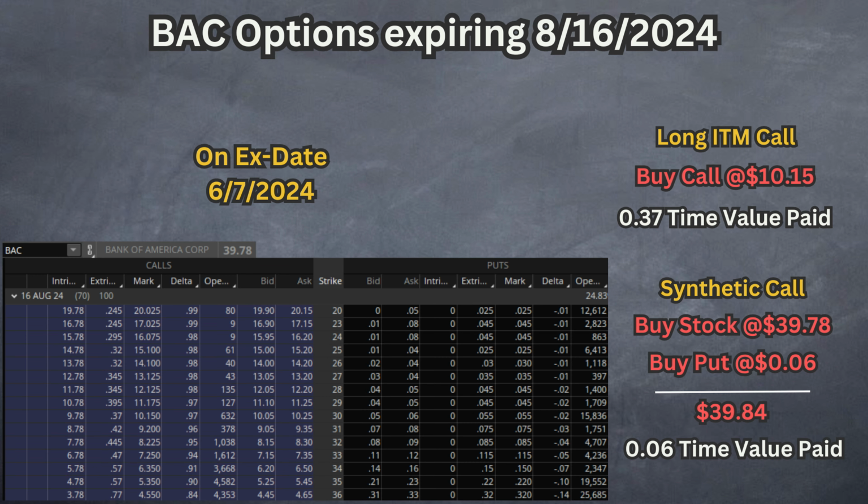This is Bank of America on their June 7th ex-dividend date. We're looking at the $30 strike for the August 16th expiration. The long call is worth $10.15, 37 cents of which is time value, and the synthetic long call is $39.84, where 6 cents is time value. That 31-cent difference in time value will affect the profitability of each trade, as you can see in this comparison.